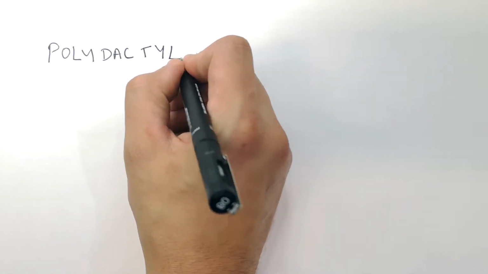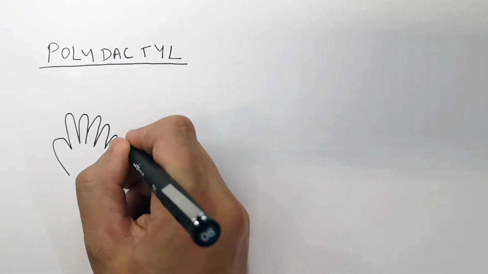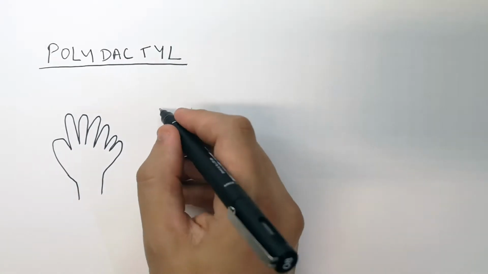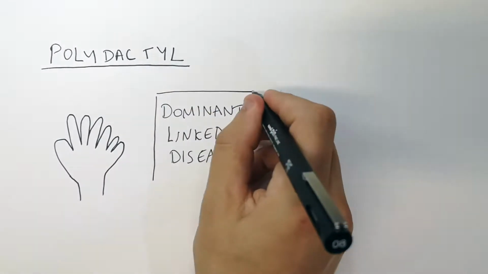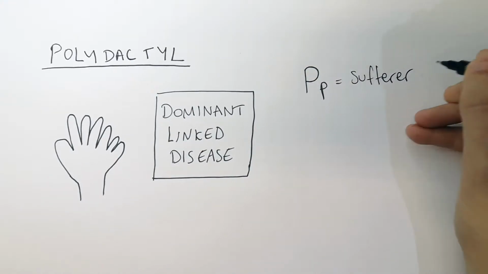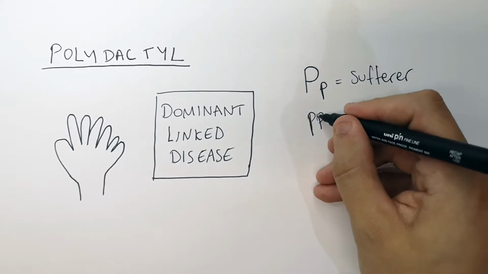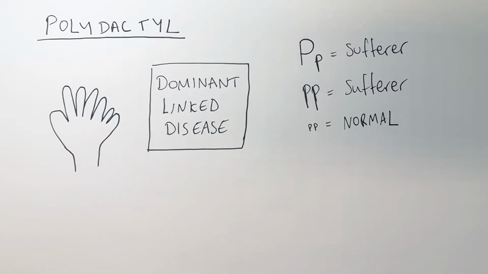Polydactyly is a disease whereby people are born with more than 5 fingers and/or toes. So it's a dominant linked disease. It is linked to the dominant allele. Therefore, if someone is big P, they are a sufferer. But if they're little p, they've got a normal number of fingers.